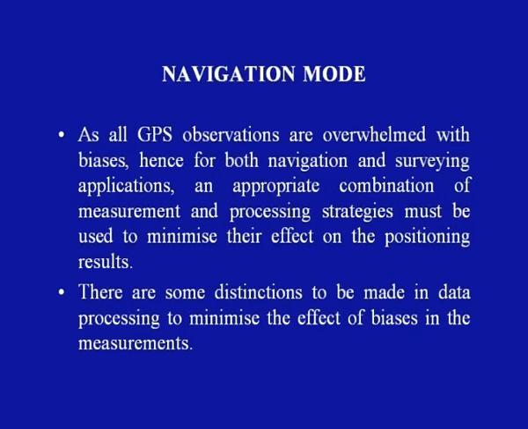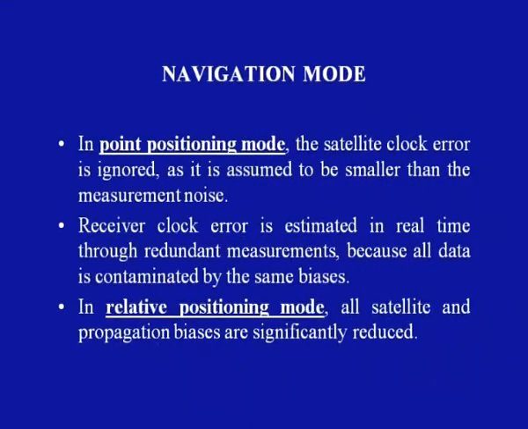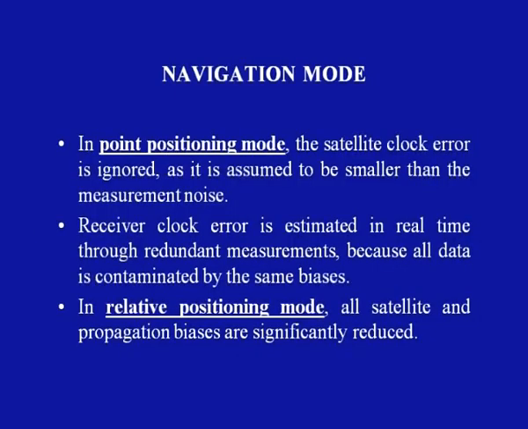There are some distinctions to be made in data processing to minimize the effect of biases in the measurement techniques. In point positioning mode, the satellite clock error is ignored, as it is assumed to be smaller than the measurement noise. The receiver clock is estimated in real time through redundant measurements because all data is contaminated by the same amount of bias which is present in the observation. In relative positioning mode, all satellite and propagation biases are significantly reduced.